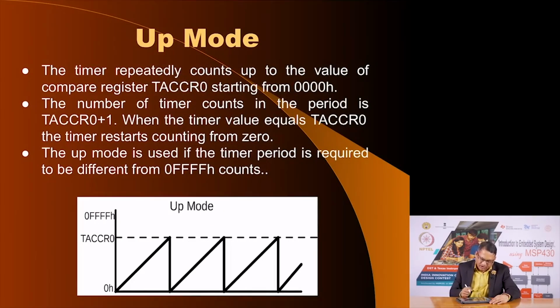So, this is the up mode, it goes from 0, but the maximum value you set in the timer A capture compare register 0. So, the point to note is the value in capture compare register 0 is very important. That is the register which decides up to what value the timer will count.